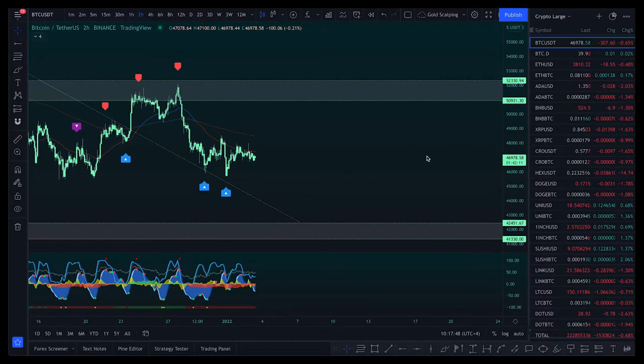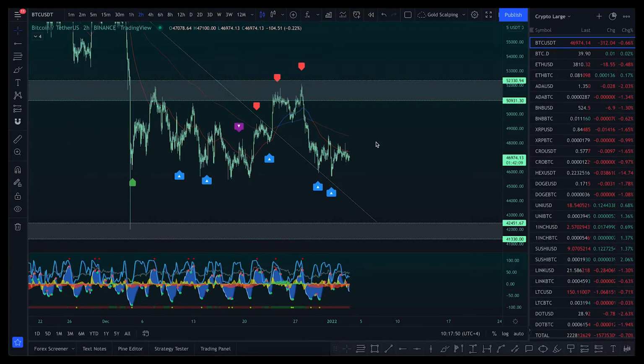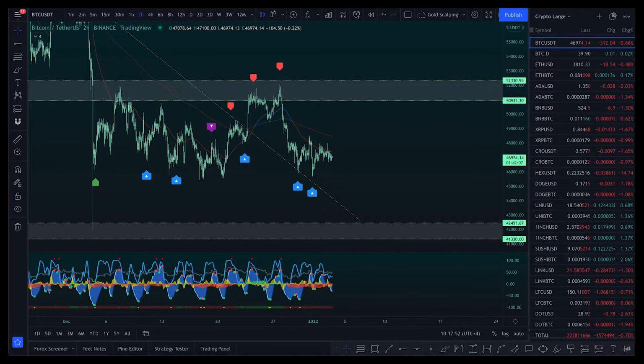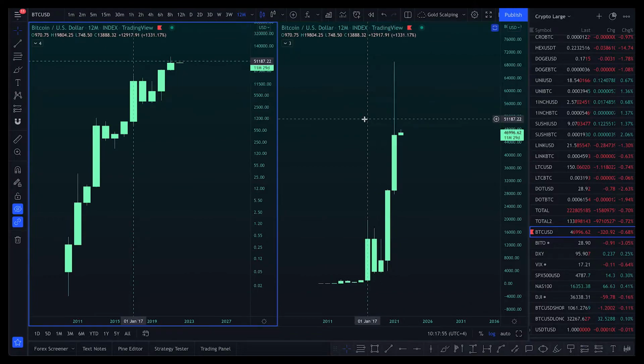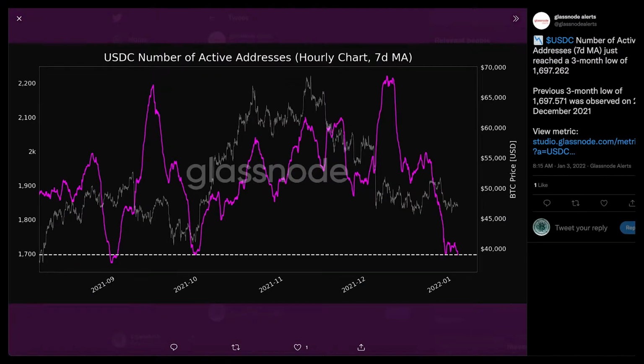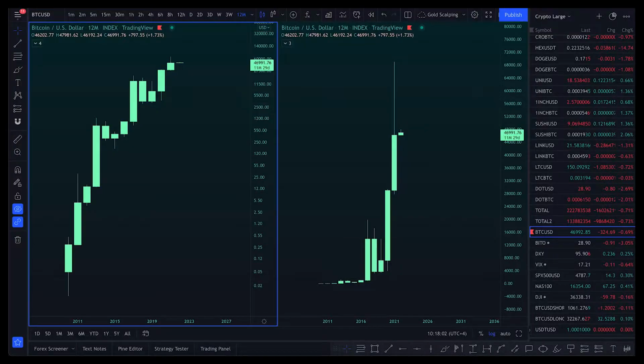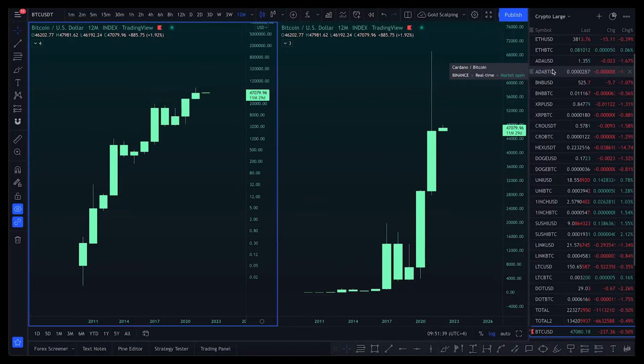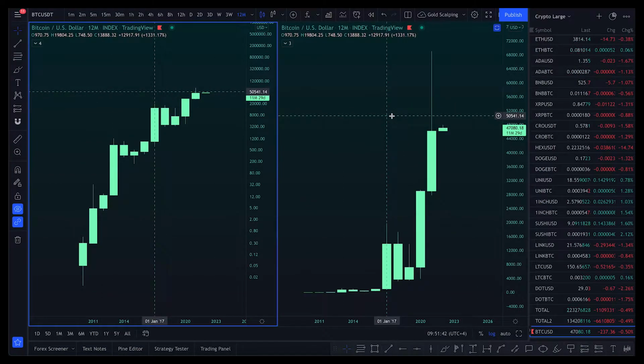Hello everyone. Today we're going to talk about the immediate short-term price action on Bitcoin. We're going to talk about the yearly chart that everyone is sharing on Twitter. And we're going to talk about some on-chain metrics as well, and what to expect in the immediate short-term and in the long-term for Bitcoin. Well, first let's talk about this chart, right?